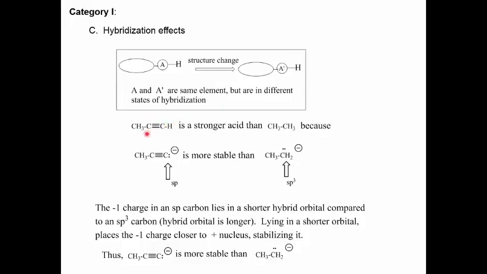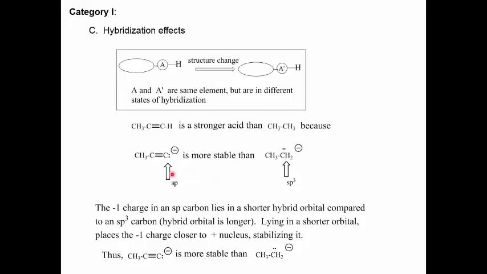Now, the alkyne shown here turns out to be a stronger acid than ethane. Well, why? We can understand that if we look at the conjugate base that each one forms. Here's the conjugate base formed by the alkyne, and here's the conjugate base formed by the alkane. We need to look at the hybridization of the carbon that bears a negative charge. In the alkyne, the carbon bearing the negative charge is sp hybridized. The conjugate base formed by the alkane is sp3 hybridized.